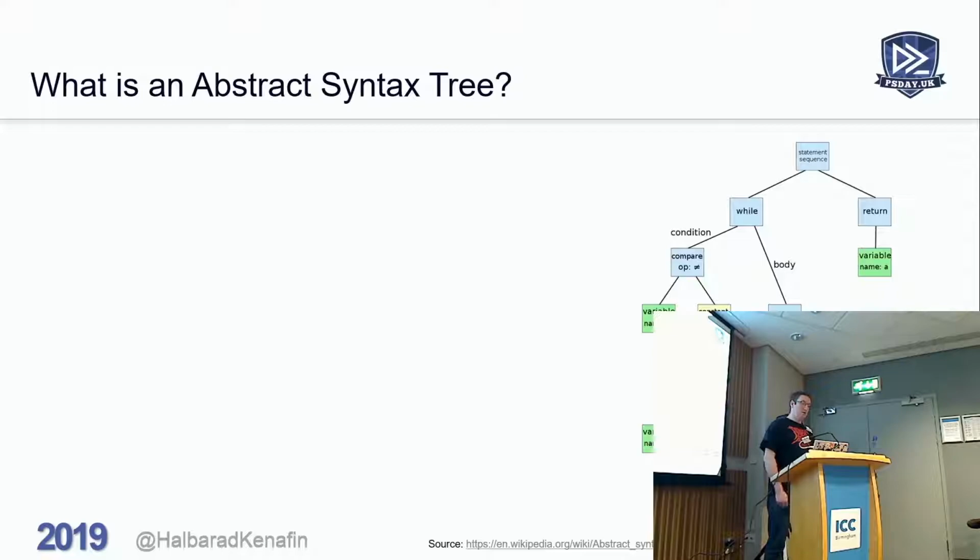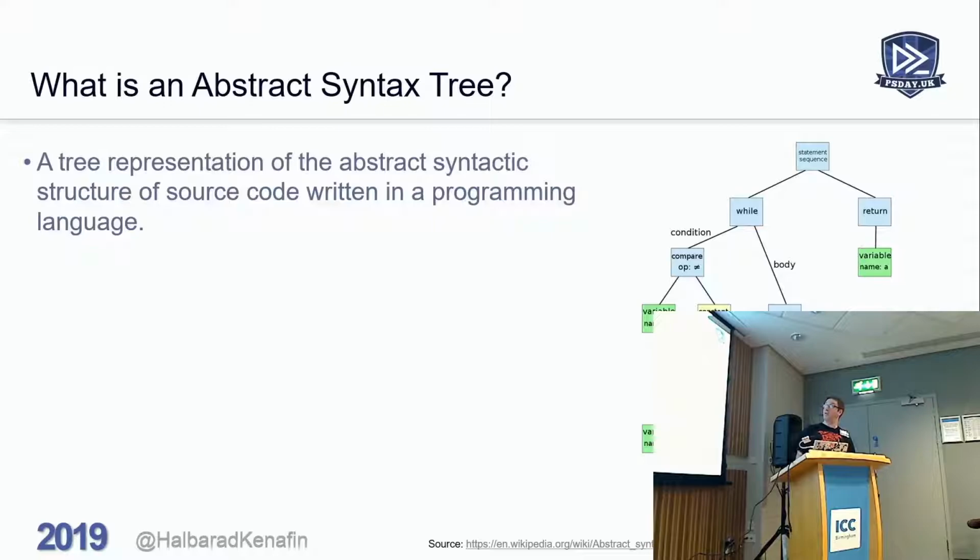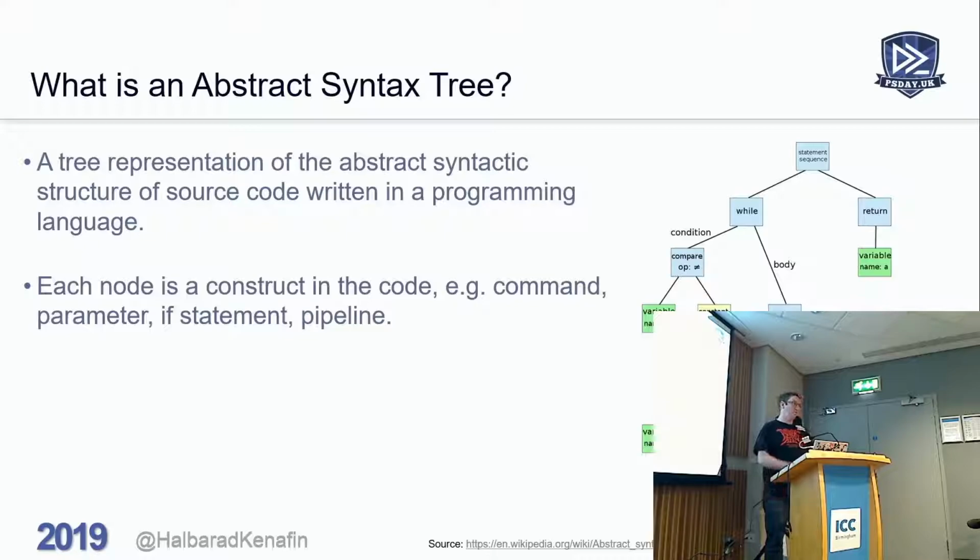So what is an abstract syntax tree? Wikipedia has this lovely description of it being a tree representation of the abstract syntactic structure of source code written in a programming language, which sounds like a whole lot of nonsense for really smart people. But it's basically this sort of thing. Each of these nodes in the tree is something in your code, a construct, like your commands, your parameters, your if statements, your pipelines, everything and anything in your code is part of an AST.